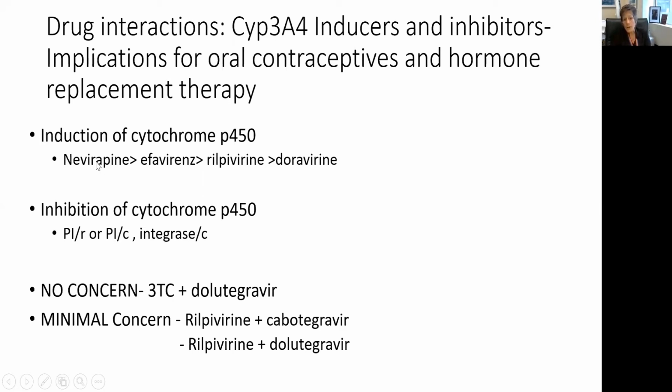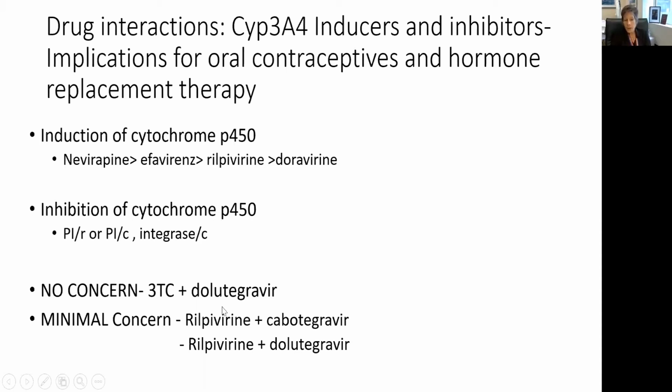And as you can see, most of the agents that are used in 2DR therapy are not strong inducers. Rilpivirine is considered to be a relatively weak inducer. The other side of the coin is whether or not the antiretroviral drugs will inhibit cytochrome P450. So certainly in some of the 2DR regimens, which include a protease inhibitor plus 3TC, there could be a problem of the protease inhibitor influencing the CYP3A4.